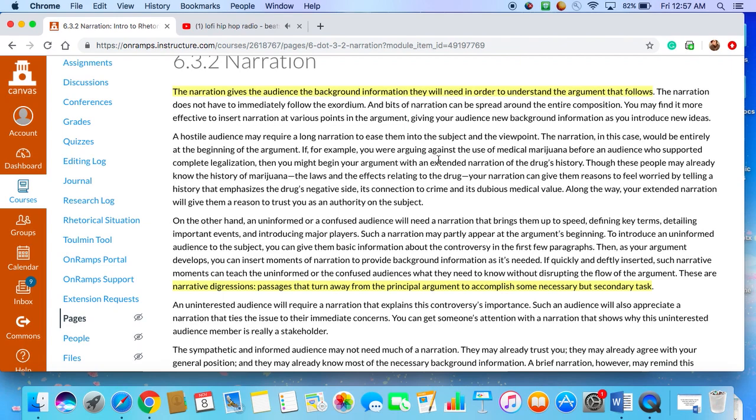So maybe instead you start with an extended, meaning a longer, narration of the drug's history. Because even though they might already know the history, like the laws and the effects, you can use that history to start giving reasons as to why they should be worried about maybe some negative side effects of marijuana use. And in doing that, you're going to open them up to listening to you further. Because remember, like I said, you really want to appeal to them in your introduction about why they should care.